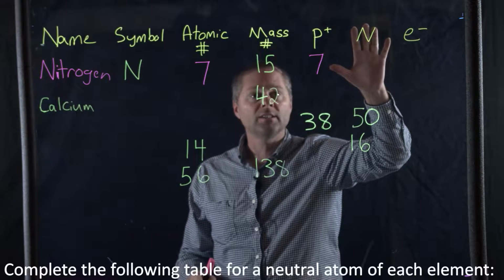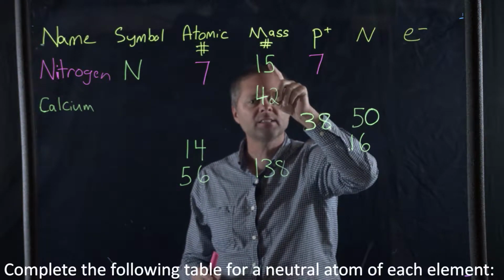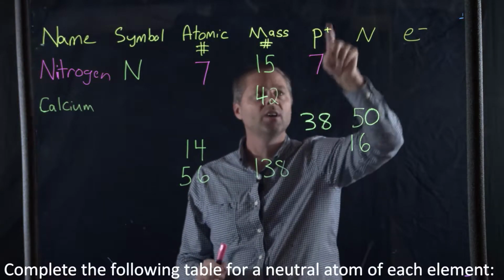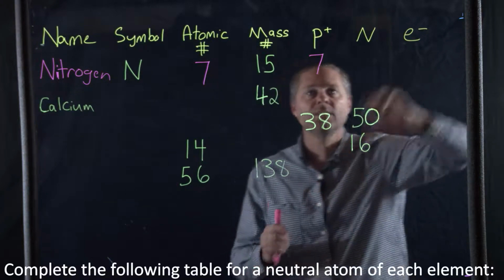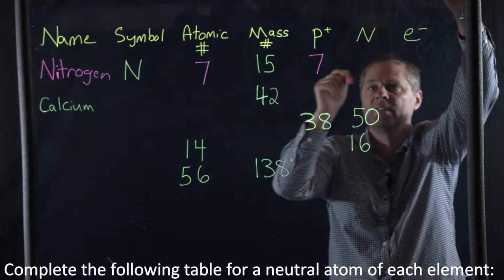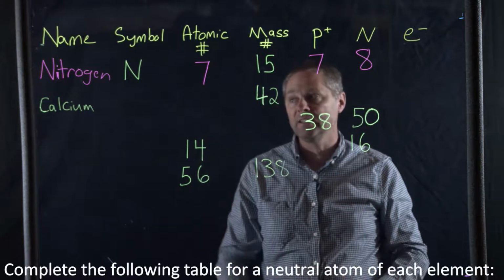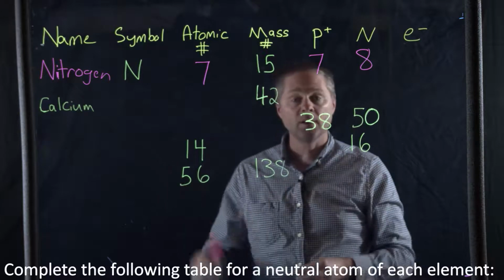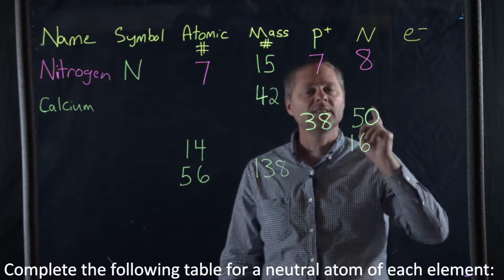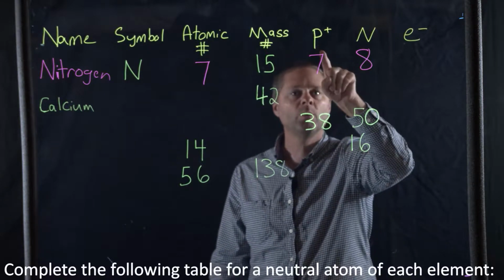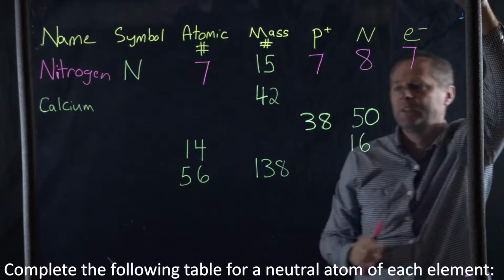Now the neutrons, that has to do with the mass number. The mass number is going to be the number of protons plus the number of neutrons. So if we take the mass number minus the number of protons, 15 minus 7, that gives us 8. So we have 8 neutrons in this isotope, or in this atom of nitrogen. Since the instructions told us that it's a neutral species, the number of protons has to equal the number of electrons, and so this is going to be 7.